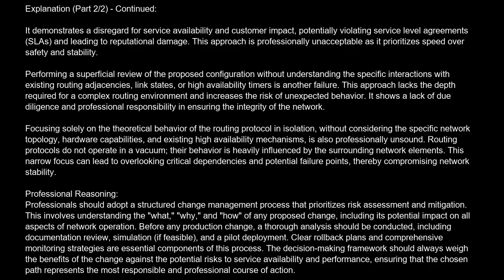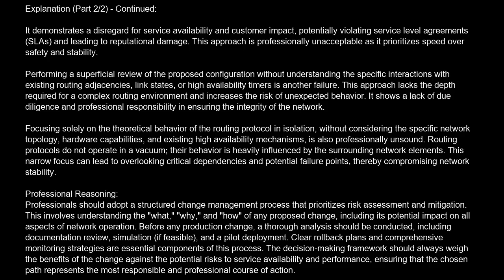Performing a superficial review of the proposed configuration without understanding the specific interactions with existing routing adjacencies, link states, or high availability timers is another failure. This approach lacks the depth required for a complex routing environment and increases the risk of unexpected behavior. It shows a lack of due diligence and professional responsibility in ensuring the integrity of the network.